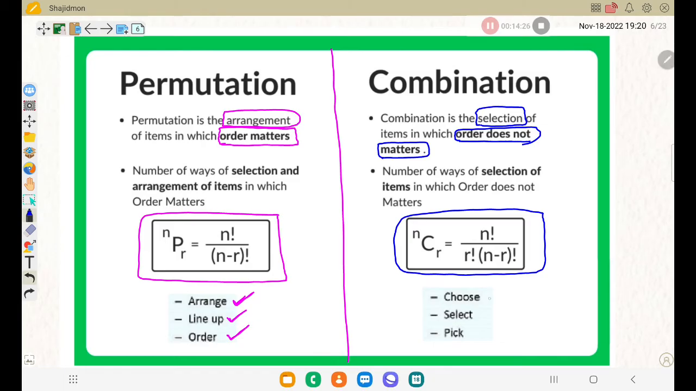In combination, you will mostly see these words in the question: choose, select or pick. Choosing the objects, selecting the objects or picking the objects. So combination means taking r at a time from n objects. This is the difference between permutation and combination. They are actually different: one is an arrangement, one is a selection. Hope you understood that.